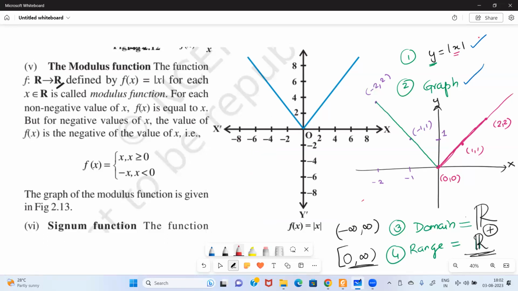Anything you want me to repeat in this? Clear? So equation, graph, domain, range. Correctly you have to answer, you will get 5 marks. No problem. Clear, guys?